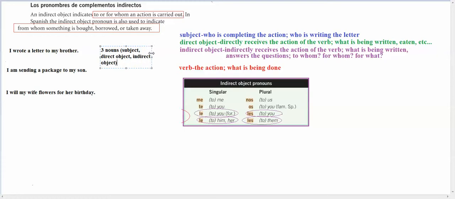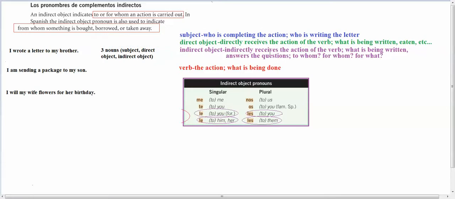For me, it's easiest, I think, to identify all of these parts of speech in order rather than just the one. And if you look over here, the subject is who's completing the action or who is writing the letter in the first sentence. The direct object directly receives the action of the verb. It's what's being written, eaten, sent, given.